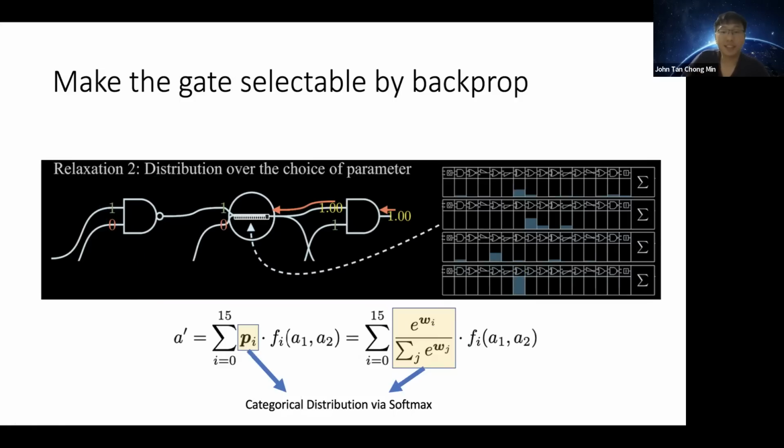Because actually this is, I think, the highlight of how they learn the logic gates using backpropagation, and then during inference time, they just choose the gate that has the highest probability based on softmax. Okay, all right, let's move on.